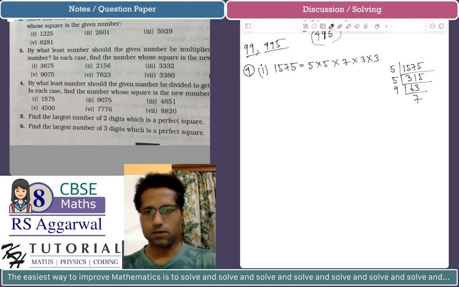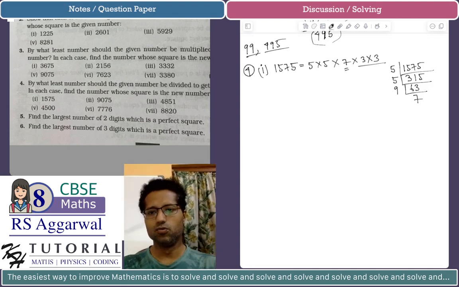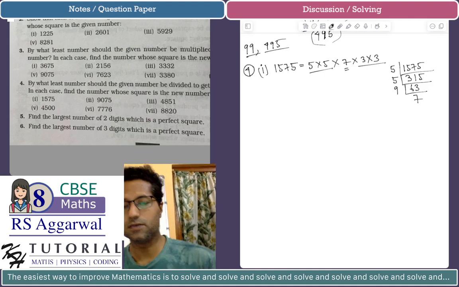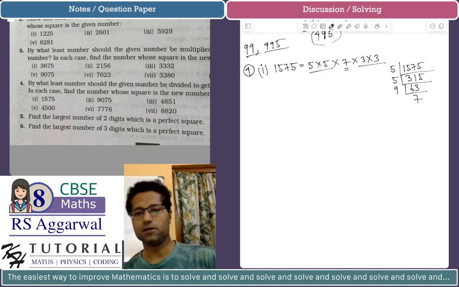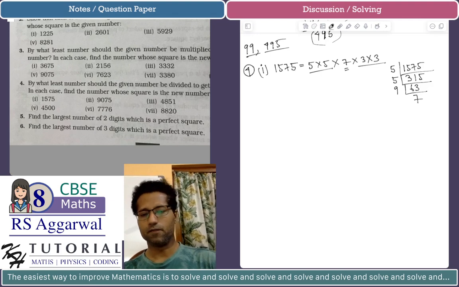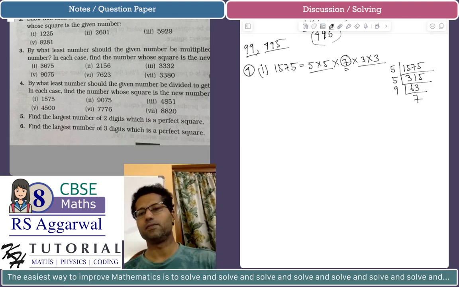So definitely this is not a perfect square because we see that 7 is left behind, and we see two pairs of equal factors: one pair is 5 into 5 and the second pair is 3 into 3, but the number 7 is left behind. Now this question is asking what is the least number we should divide this whole number by so that it becomes a perfect square. Clearly 7 is the number that we should divide by.